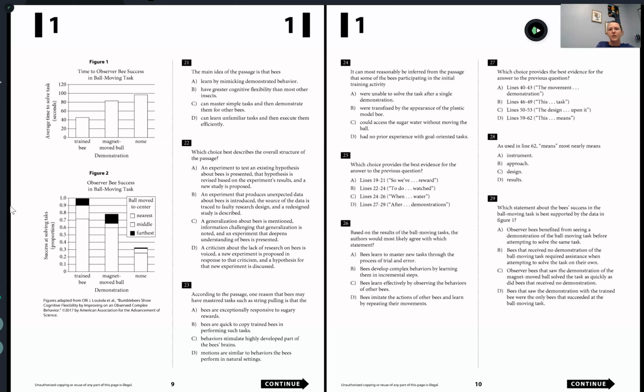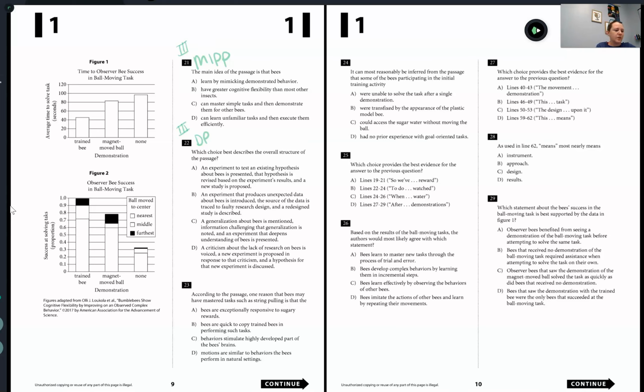All right, so number 21, the main idea of the passage. So that's a main idea, primary purpose. Which choice best describes the overall structure of the passage? So we know that to be a developmental pattern. Both of these are going to be tier 3s, so they might have to wait to the end if you're eject cording.